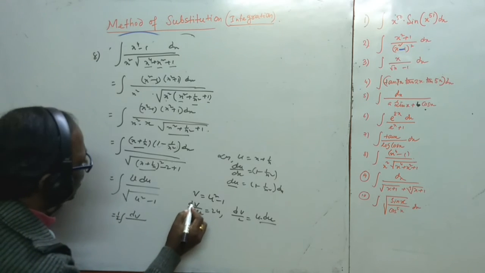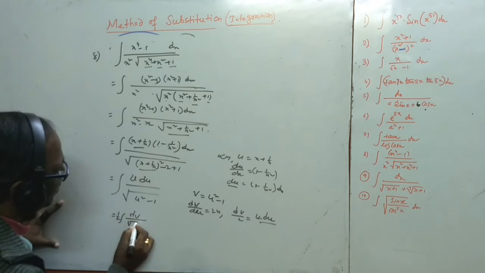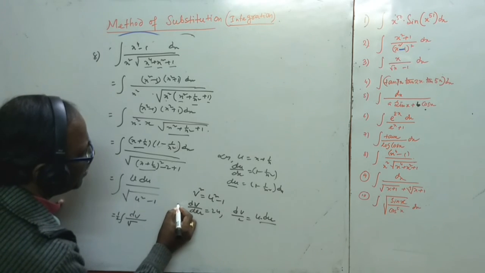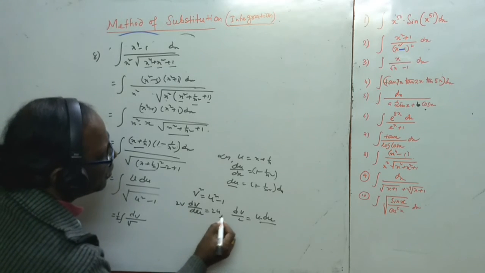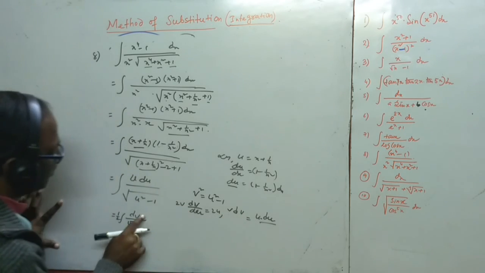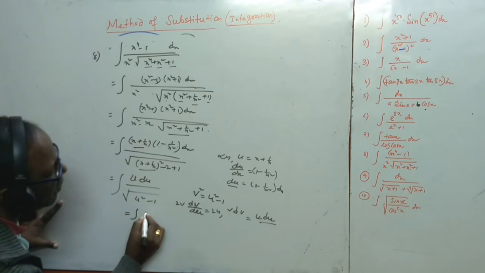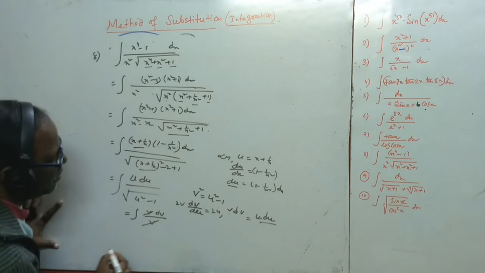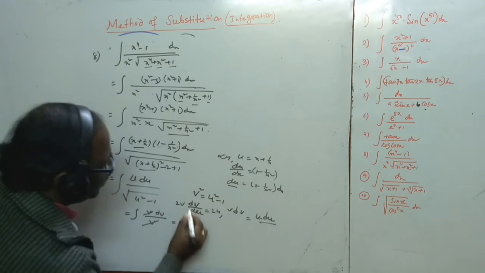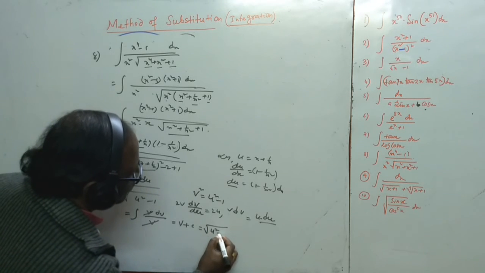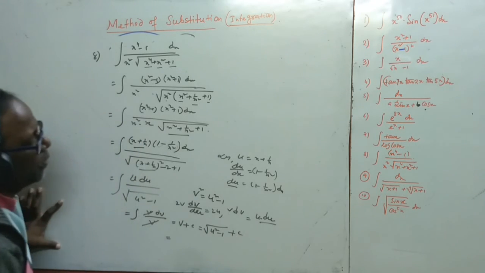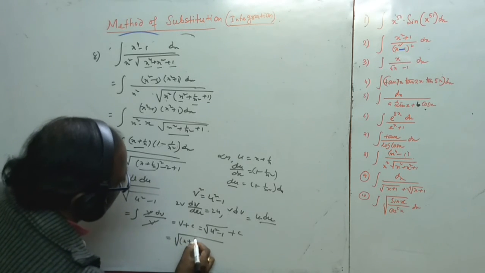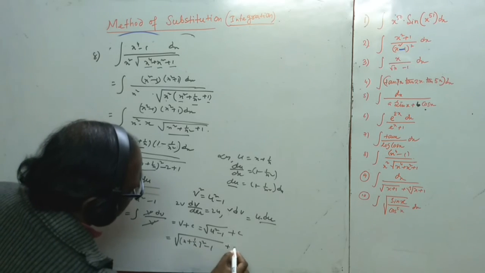Half dv by root v. Actually this is a root, so let us assume v square, then 2v. So that will be v here, so v dv. We can substitute here, v dv by v, root v square means v, so v here plus c. So v means root over u square minus 1 plus c. So again u means here root over x plus 1 by x whole square minus 1 plus c.